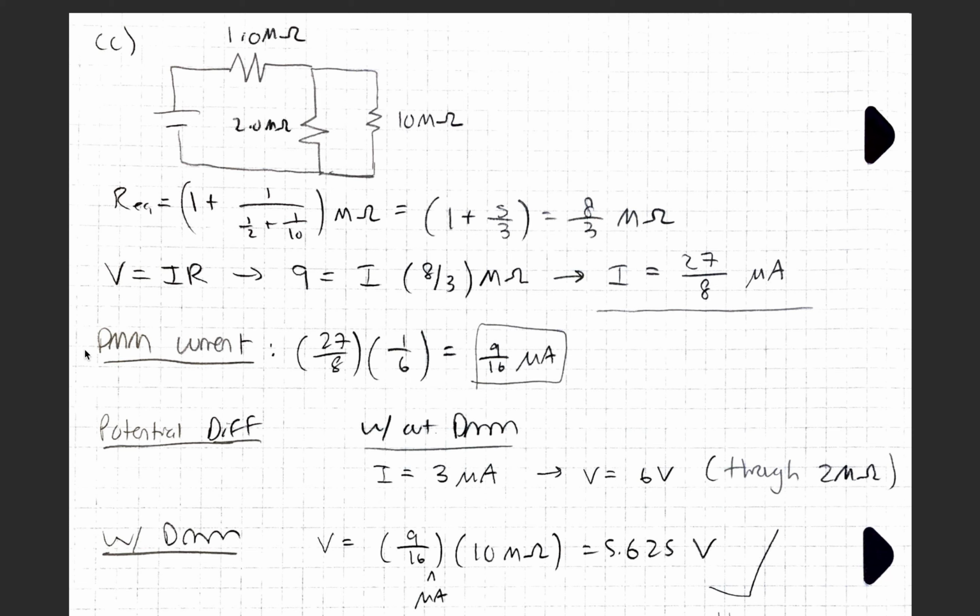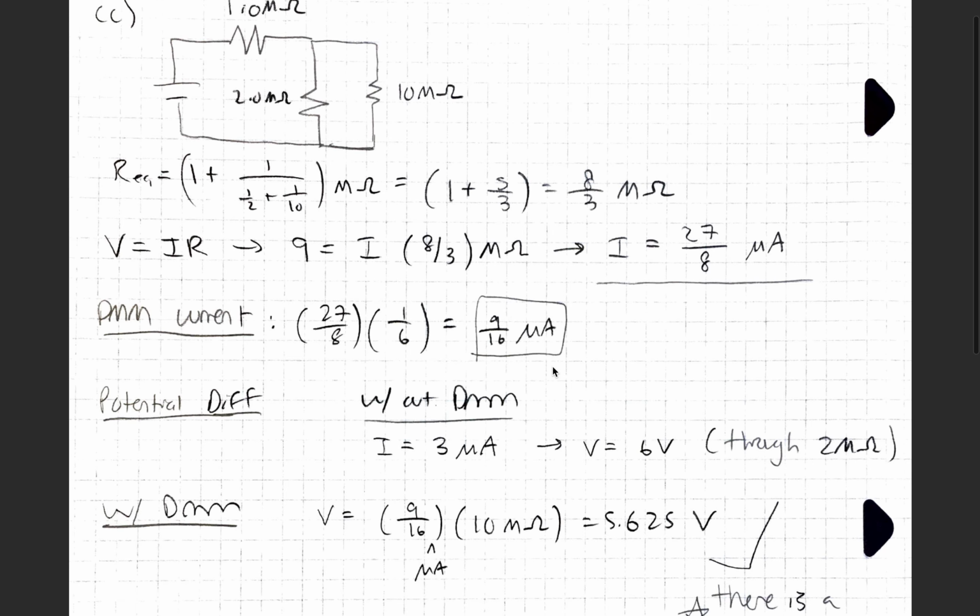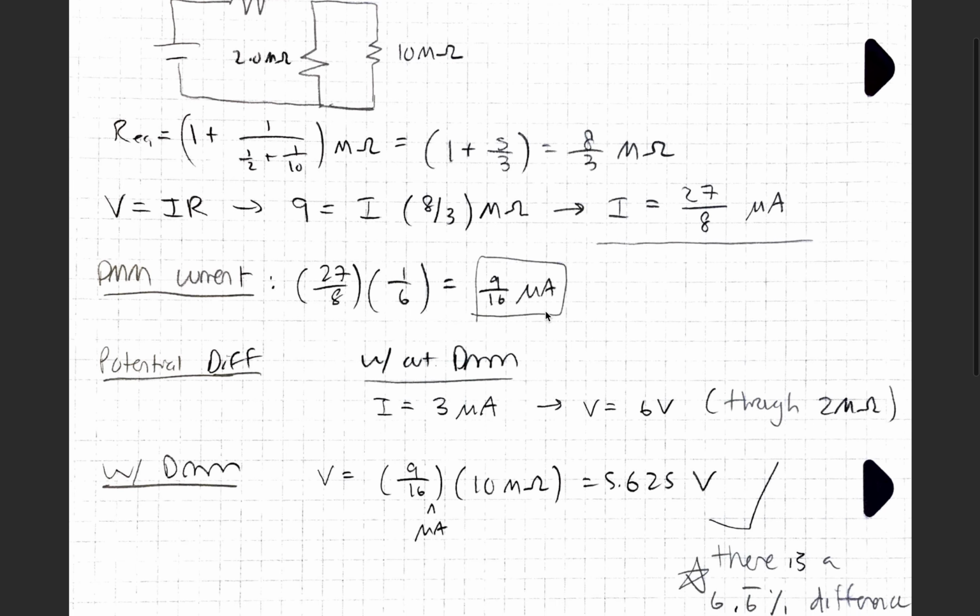Yes, so the current through the DMM is 27/8 times 1/6. That 1/6 is 2 over 10 plus 2. Essentially, it is the proportion of the current that'll go through this resistor with greater resistance, and that's 9/16 microamps. But again, very tiny number.